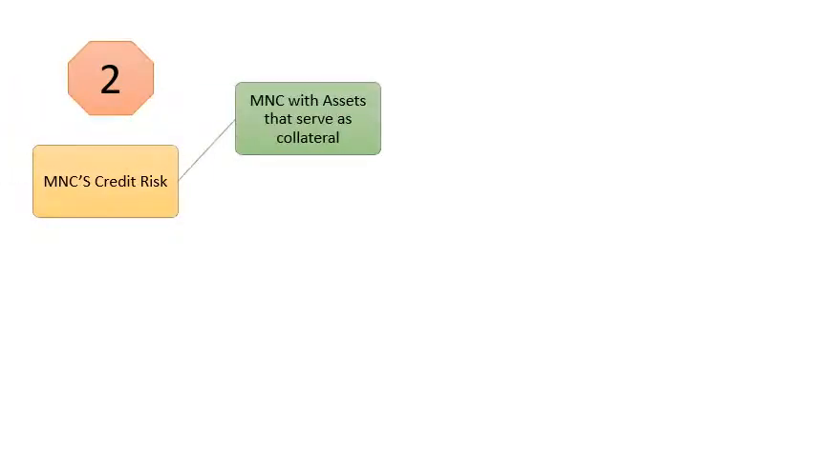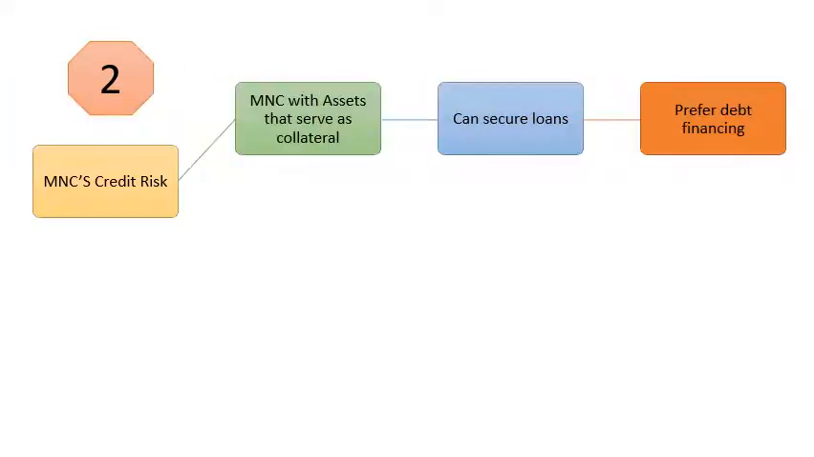The second corporate characteristic is the multinational corporations' credit risk. A multinational corporation with assets that serve as collateral can secure loans, so it will prefer debt financing.